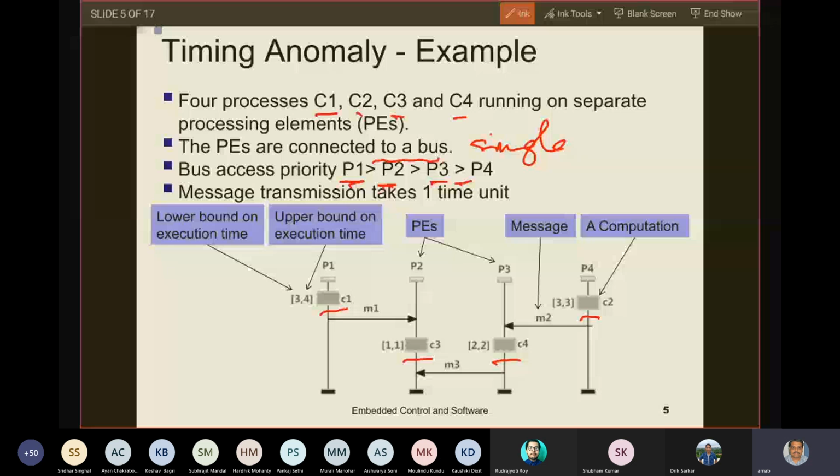And message transmission on the bus takes only 1 unit of time, and that is fixed. And all the tasks take the same amount of time. For example, C2 takes 3 amounts of time, the lower bound and the upper bound are both 3. Only C1 takes 3 amounts of time in the best case and 4 amounts of time in the worst case.